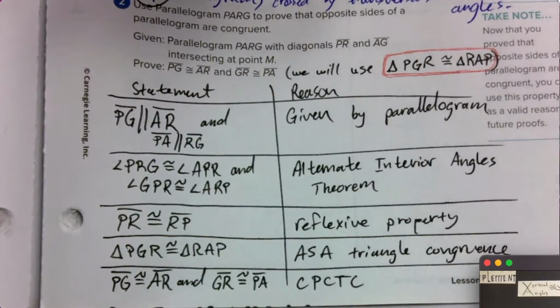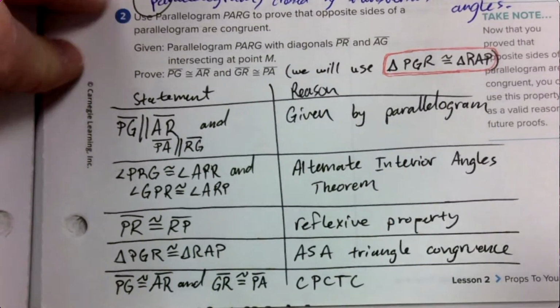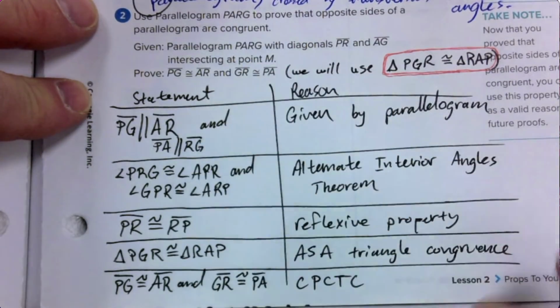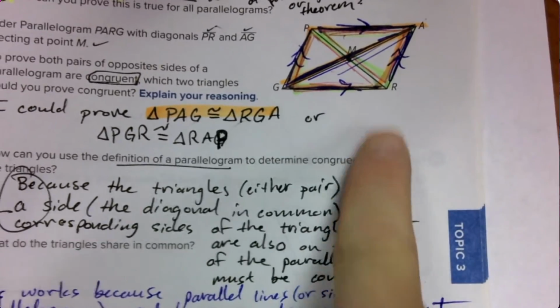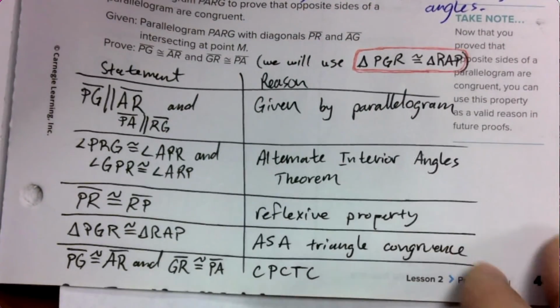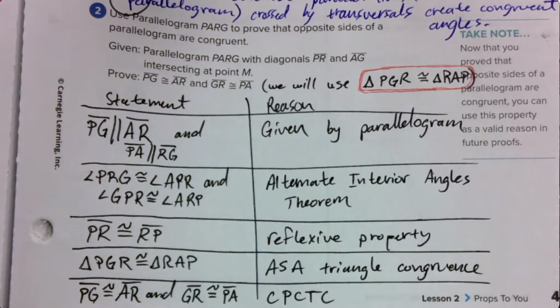Here we go. Here's the whole thing. So, given parallelogram PARG with diagonals PR and AG intersecting at point M. Is that true? We have a diagonal, we have intersecting at point M. Okay, that given statement is totally right. Here it is. Pause, freeze frame, write it out, but listen to my words as you come back to it.